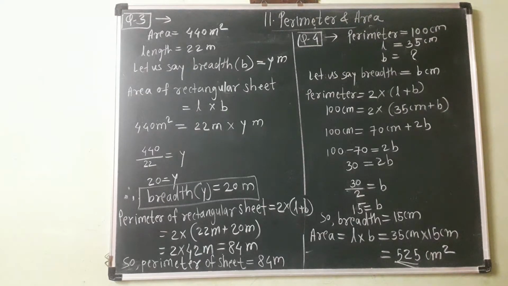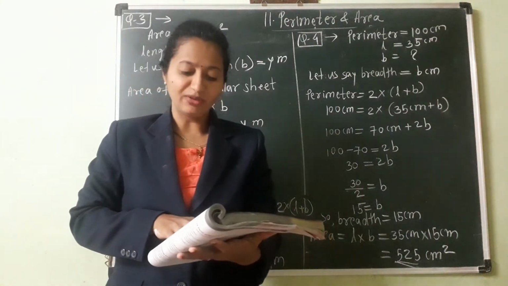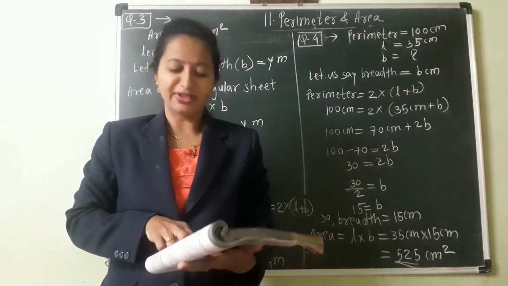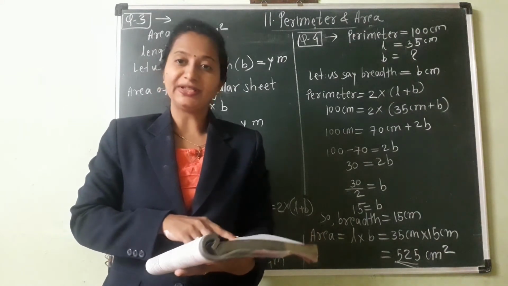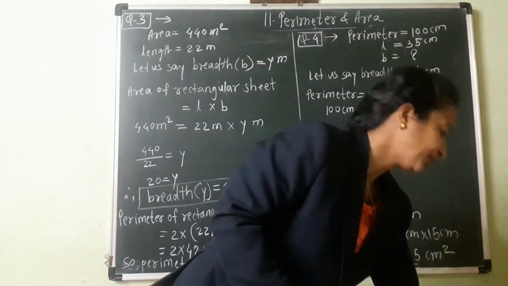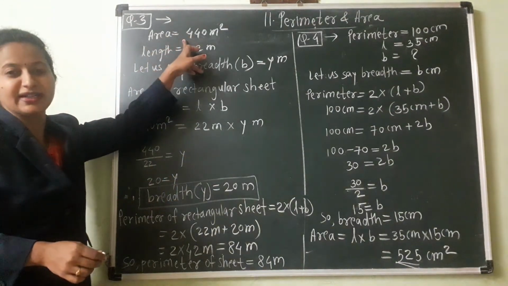Now we'll see question number 3. In question number 3, find the breadth of the rectangular plot of land if its area is given, that is 440 meter square, and the length is given, that is 22 meter. Also find its perimeter. So as I told you, area is given, that is 440 meter square.